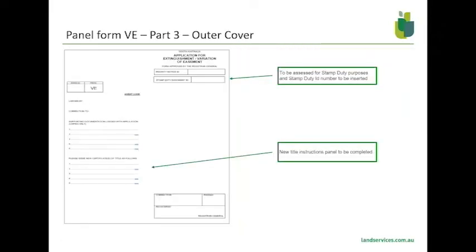This is the outer cover of the VE document, and you need to ensure that you have assessed the document for stamp duty purposes and provide a stamp duty number, and also the printout to be attached. And of course, you'll need to complete the new title instruction panel. And if there is an easement in gross and it is only a partial extinguishment, then you will need to make sure that you pay for this title as well.